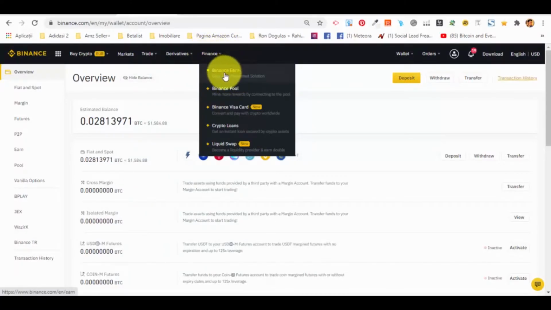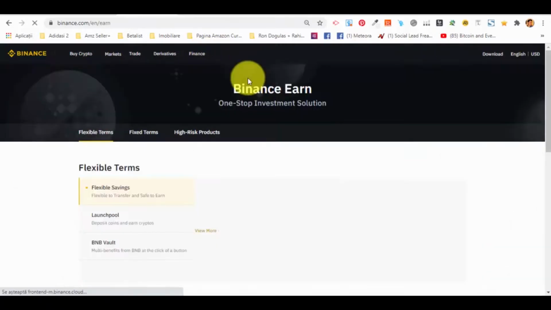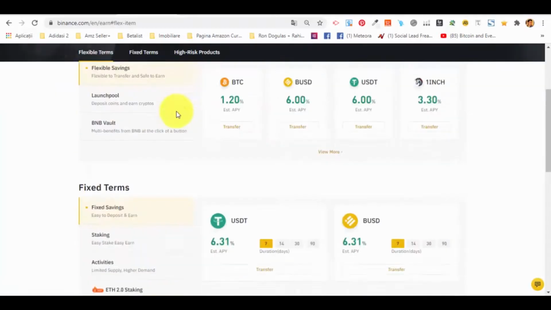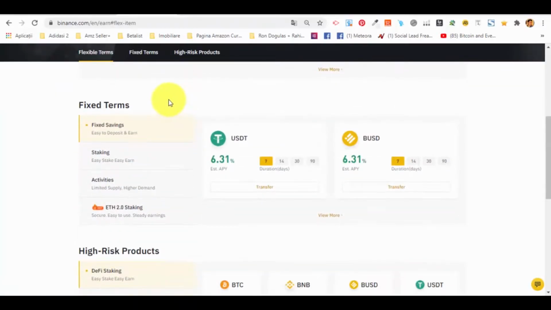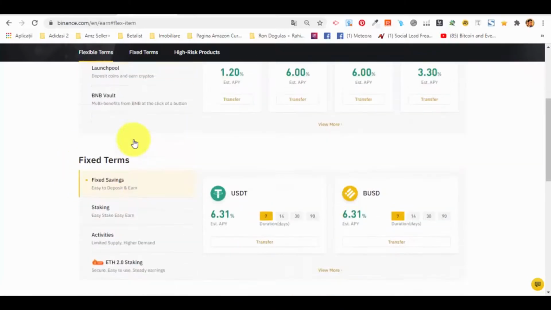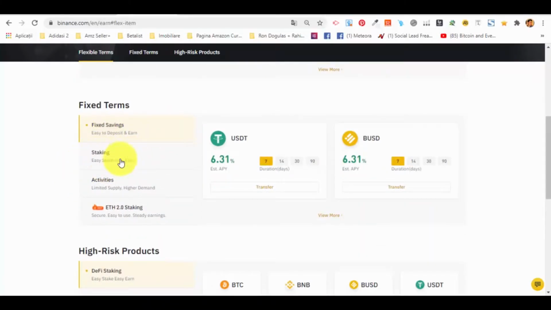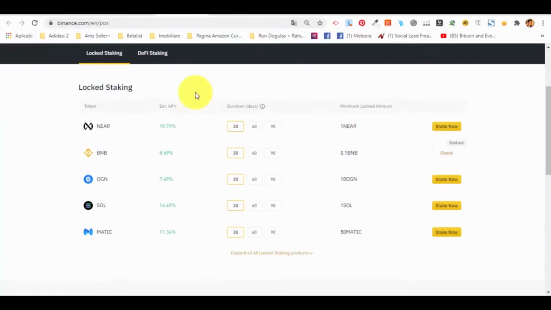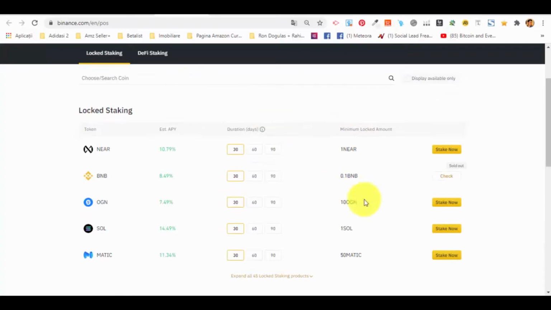In the menu you will see Binance Earn. You just click on Binance Earn. You are going to see that you have some types of earnings here. If you scroll down to fixed terms, you are going to see staking. If we click on staking, we can see what we have for staking. View more, and here we can see all the offers that we have for staking.